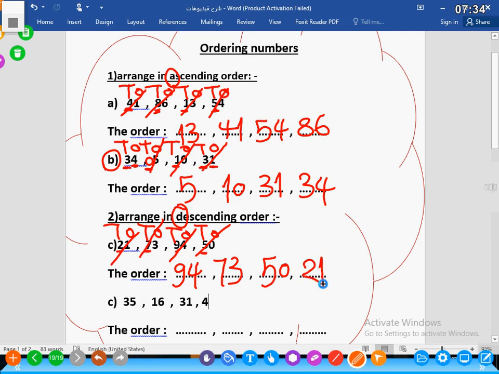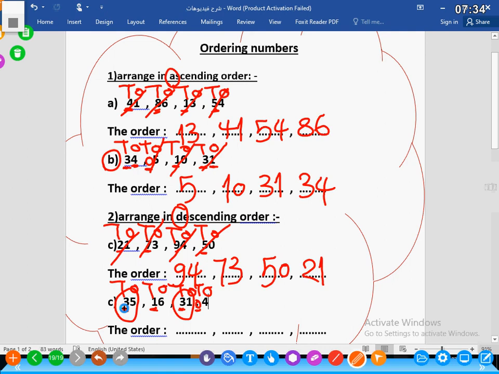Letter C. Now we have 35, 16, 31 and 4. First, put our place value, ones and tens. Now we have ones only, so put 0 on the tens place. And look at the tens place. What is the greatest? 3, 1 or 3? 3. But now we have two numbers that have 3 in the tens place.